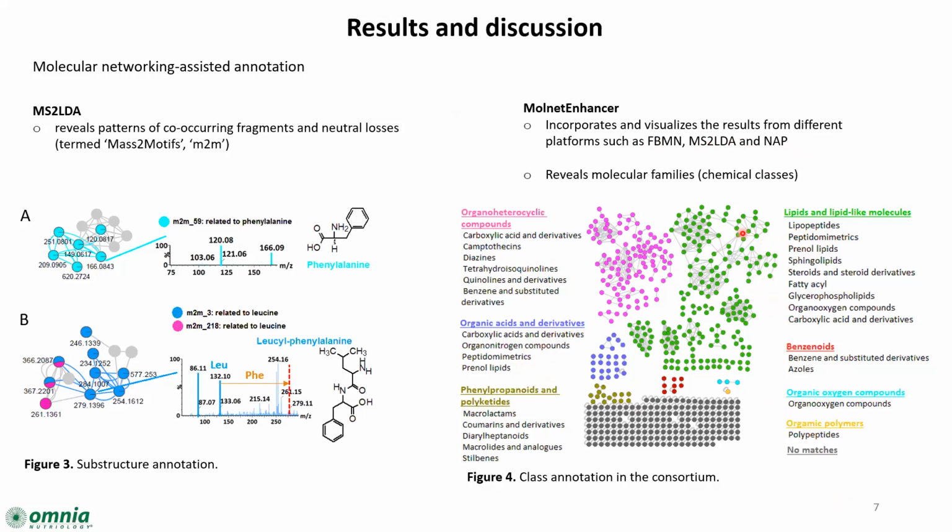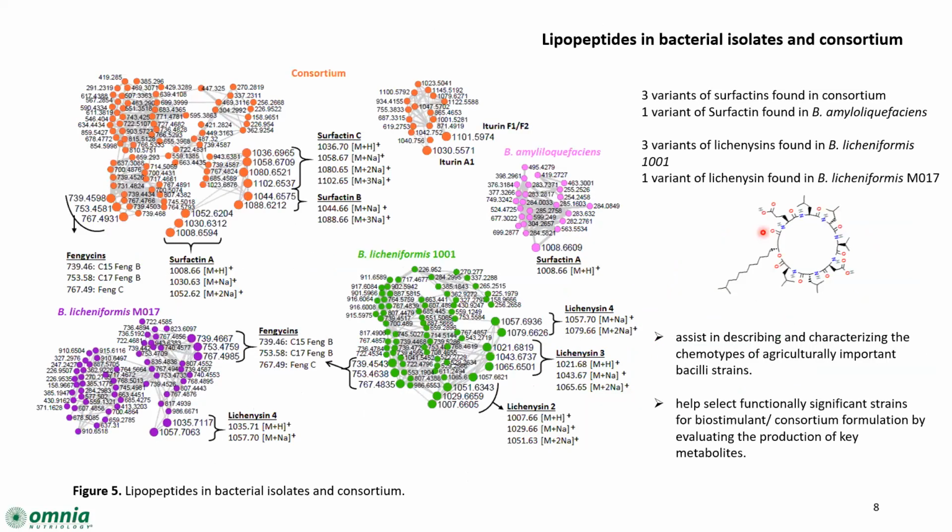For example, if we look at the green clusters, which are classified as lipid and lipid-like molecules, under which lipopeptides were found, and these were only annotated at a class level. However, for the lipopeptides, the nodes were not annotated yet. We chose to continue to interrogate the lipopeptides, as they are important molecules in plant-bacteria interactions.